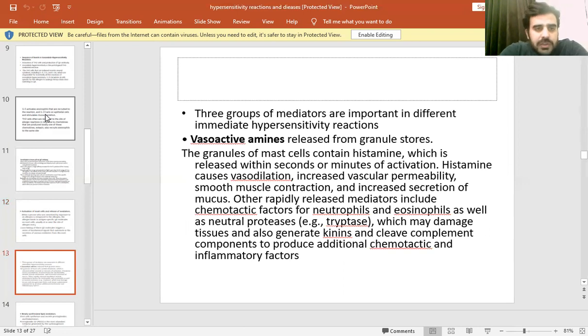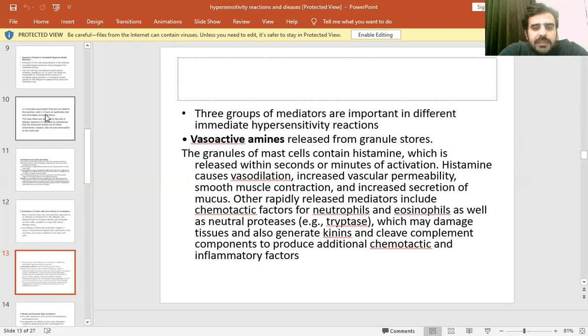Now, what is going to happen? There will be three different groups of mediators that are important in different immediate hypersensitivity reactions. They are released from the mast cells. First, the vasoactive amines are released from the granule stores. The granules of the mast cells contain histamine. It is released within seconds or minutes of activation. And what is the histamine causing? It is causing vasodilation, increased vascular permeability, smooth muscle contraction and increased mucus secretion.